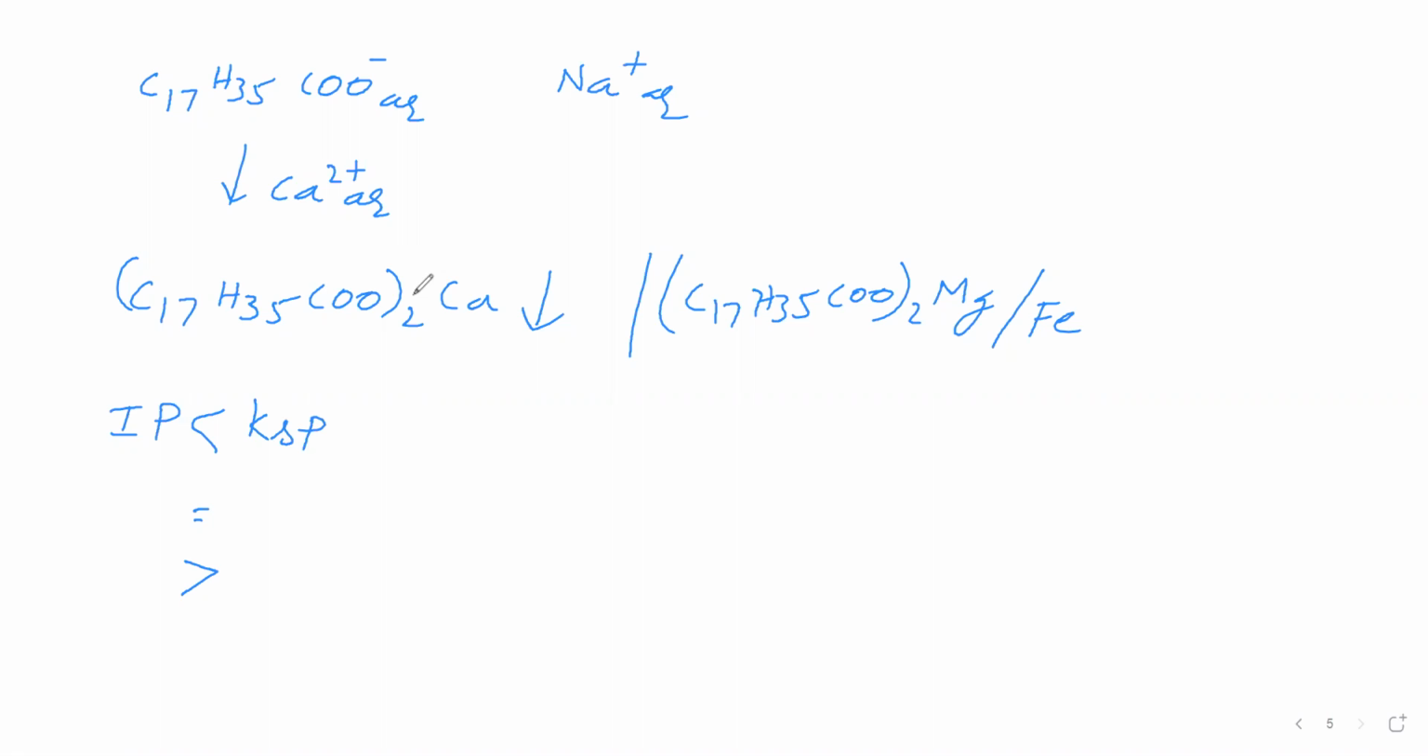So we can say that calcium stearate is an insoluble salt. Therefore, it goes for precipitation. So if you apply soap into water, the calcium ions precipitate the stearate.